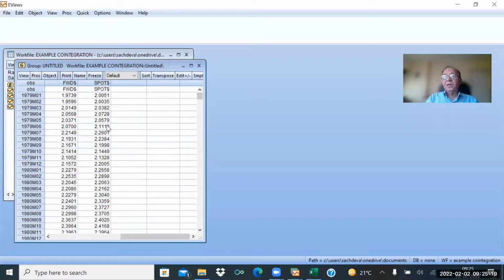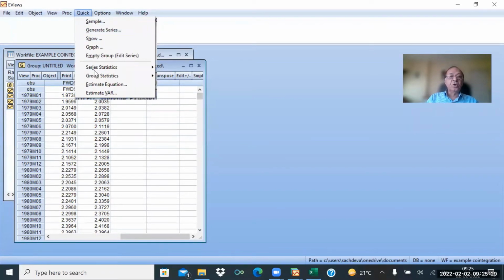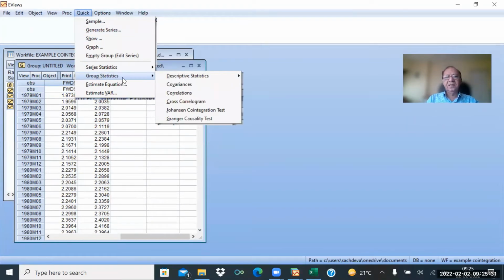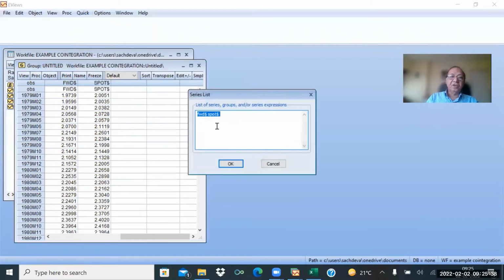Now we will see by Johansen's cointegration test whether there is cointegration or not. We'll go to quick, group statistics, and then Johansen's cointegration test. It is already there, forward dollar and spot dollar. So these are the variables which we are going to take, and we'll say okay.